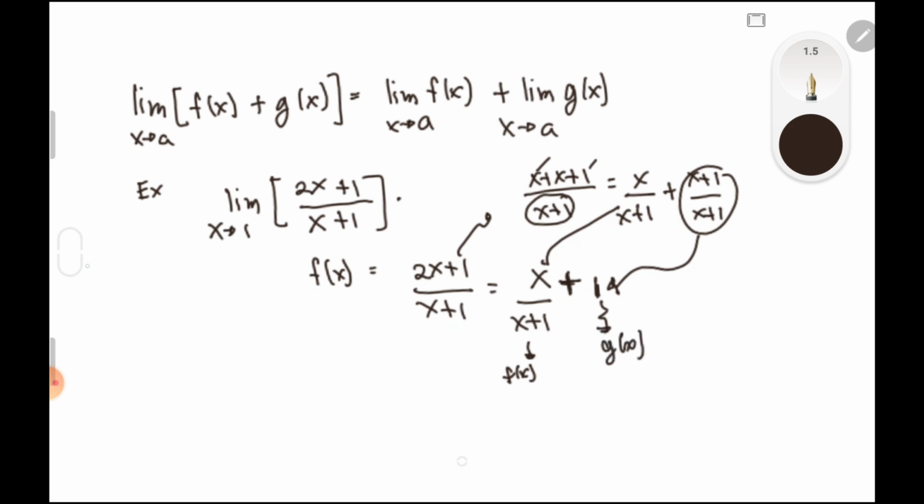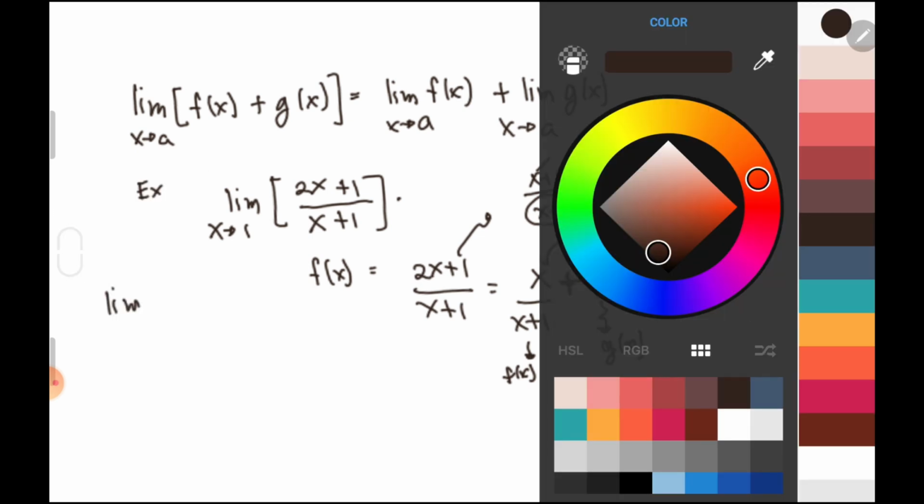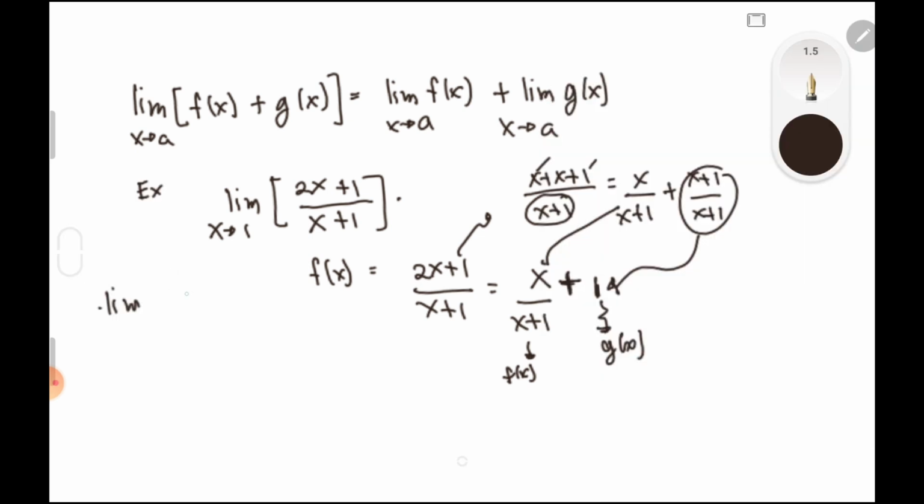So therefore, we can write it into the limit of x divided by x plus 1 as x approaches 1 plus the limit of 1 as x approaches 1. Okay, so we'll have a value of 1 divided by 1 plus 1, plus 1. So we'll have a value of 1 half plus 1, or equal to 1.5. Okay, that is our example 1.